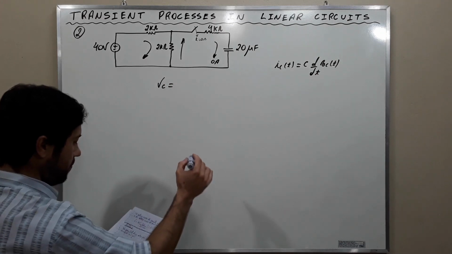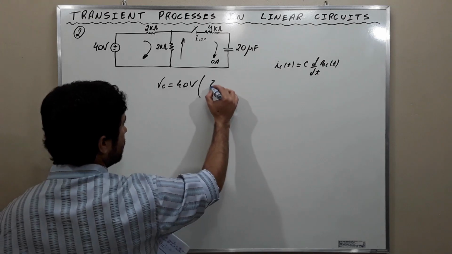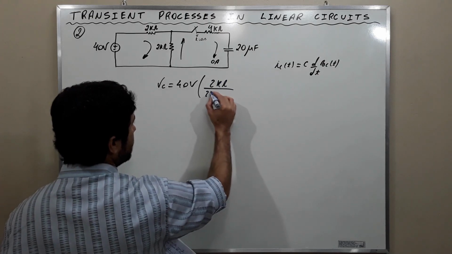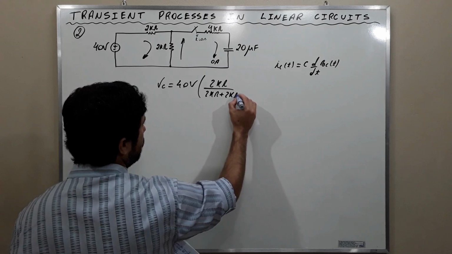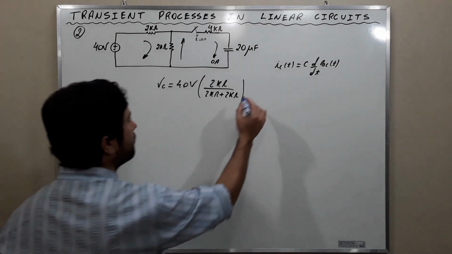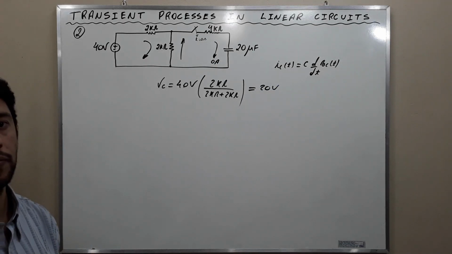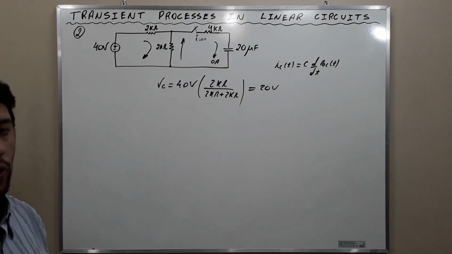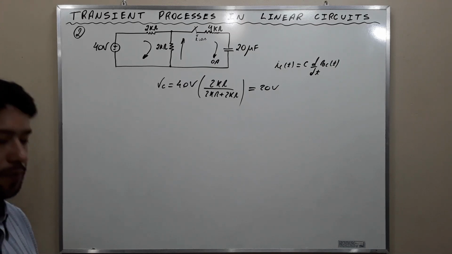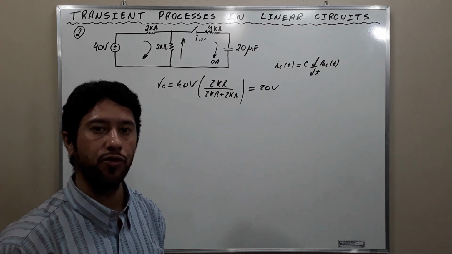Vc will be 40 volts times 2 kilo ohms divided by 2 kilo ohms plus 2 kilo ohms. We apply the voltage divider rule here, and we find that the voltage across the capacitor in DC, in steady state, is 20 volts. Okay, my friends? This is all for exercise 2. Let's go to exercise 3.